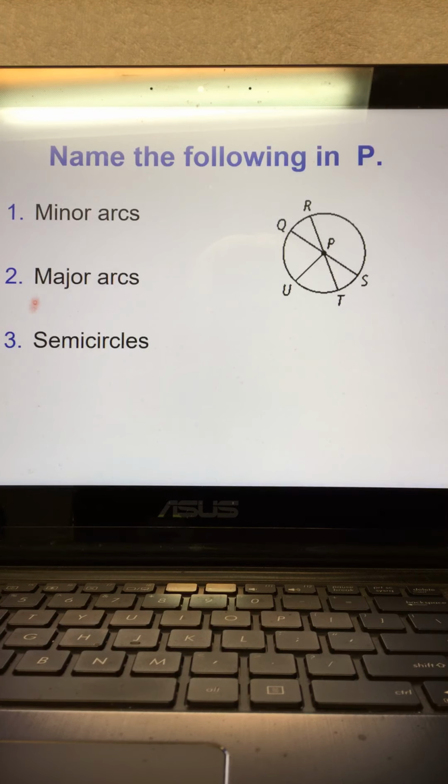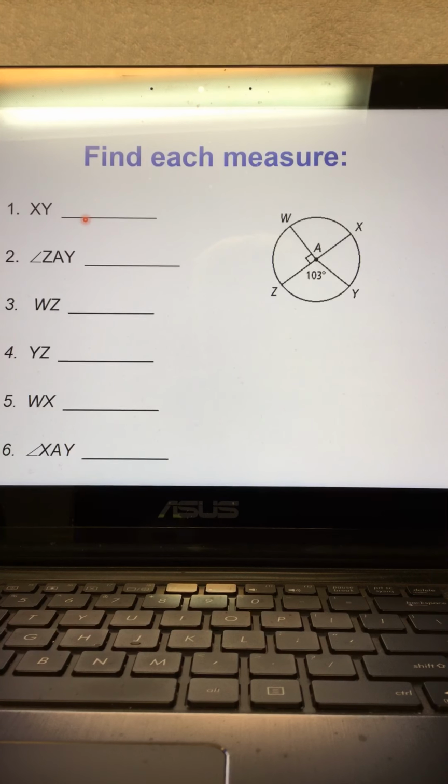And then let's talk about major arcs. If I'm following along this circle, I have got to go past the semicircle position. So Q to R to T would make it a major arc. I could go R to Q, can't stop there, to S. I could go Q, S, U. There's many semicircles and major arcs and minor arcs that you can draw here.